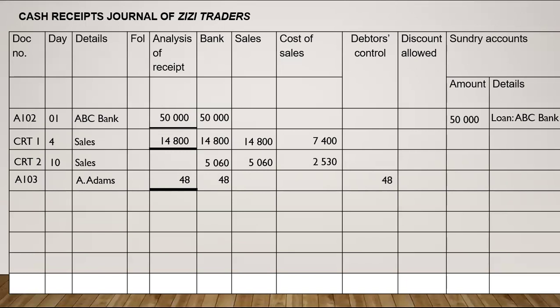I hope you notice that this is different from the previous classwork. Here, debtors control has its own column and discount allowed has its own column. And I will talk about it when we get to a question that wants me to explain. Okay, that's it. Done.